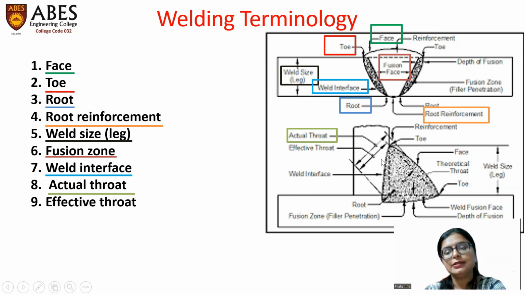Effective throat, it is somewhat complex to understand. Effective throat, you just imagine a triangle inscribed in this weld bead. It is denoted by a dotted black line here. So this is the hypotenuse of this triangle. So the distance between this hypotenuse of the triangle and the root, perpendicular. The perpendicular distance between the hypotenuse of the triangle with the root is termed as effective throat. So this is the effective throat.